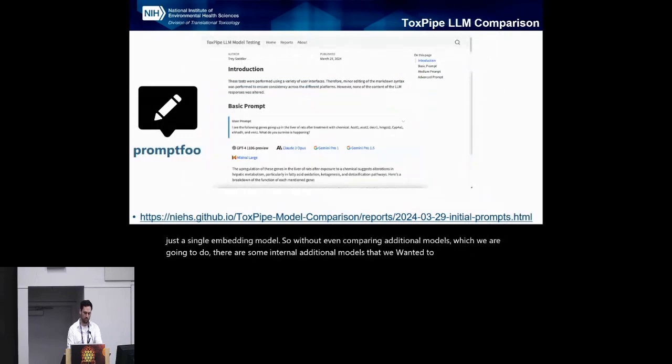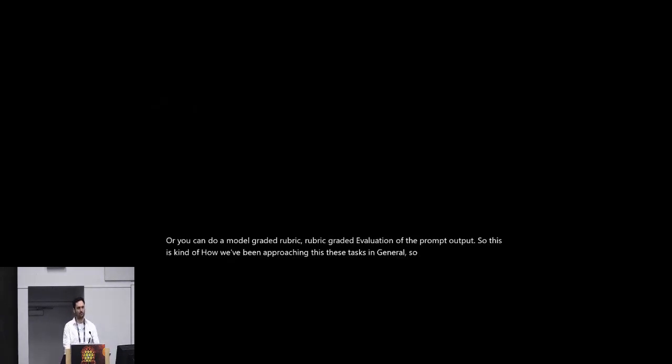Finally, just to wrap up how we've actually been doing the evaluations, we're using a tool called PromptFoo. This is a command line based tool, and it has its own interactive web interface. But when you start using a whole bunch of models and different variables, the interface can get quite cluttered. So I've written a Python script to convert to a Quarto markdown format for our end toxicologists to evaluate. The nice thing about PromptFoo is that it has both deterministic and non-deterministic metrics, which means you can either say stuff like, is the response in a certain format? Does it include certain keywords? Or you can do a model-graded, rubric-graded evaluation of the prompt output. So this is how we've been approaching these tasks in general. I'll end with that.